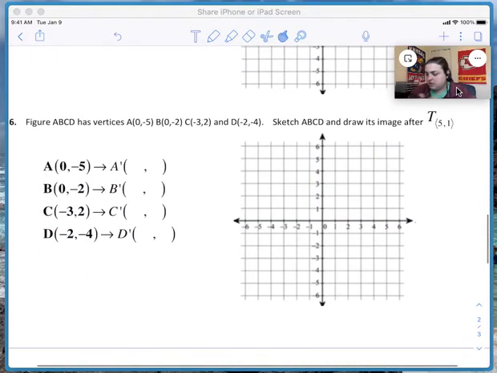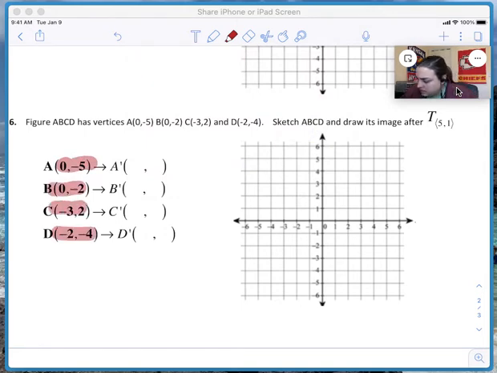We're going to do the same thing here. Okay, so let's go ahead and let's plot our pre-image A, B, C, D. Okay, so A is 0, negative 5. B is 0, negative 2. Oh, sorry, I don't want to call that B prime, just call it B. Negative 3, 2. And negative 2, negative 4. Okay, so we have a nice little four-sided figure here, which we call a quadrilateral.